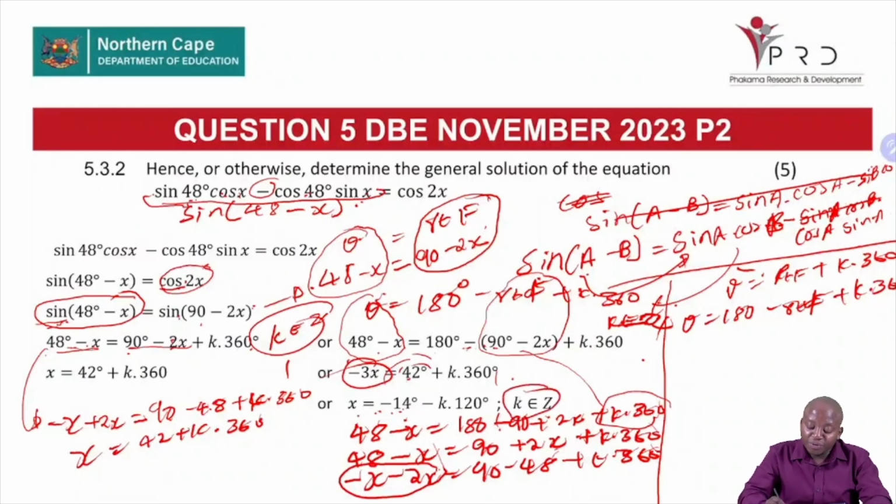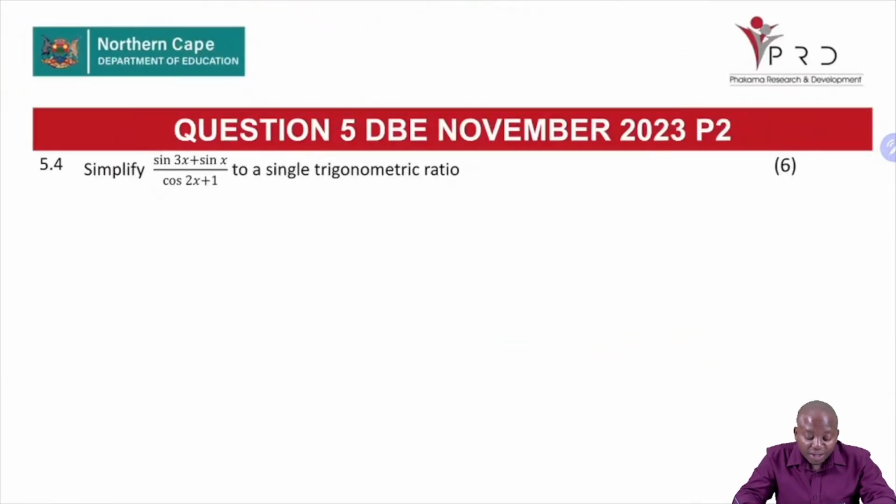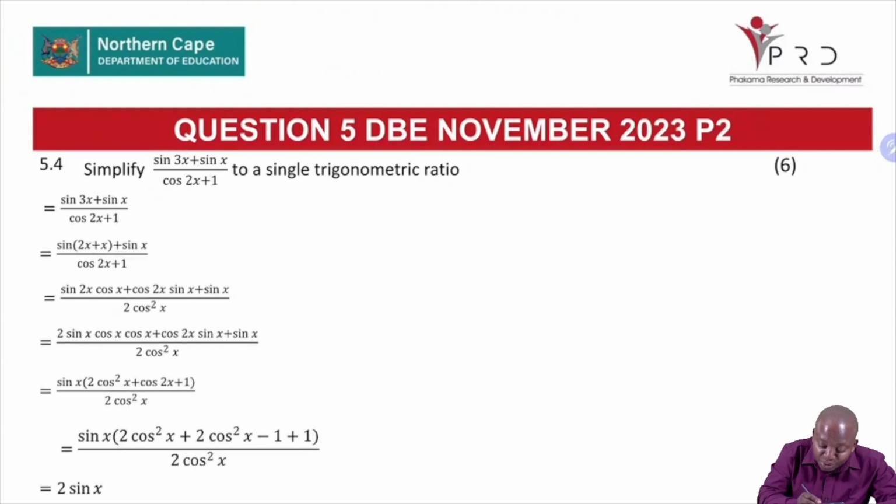So here we're just looking for the general solution, and we just found the general solution as we did right there. Next, they say simplify sine 3x plus sine x over cos 2x plus 1 into a single trigonometric ratio. So what we do now, the first thing is to break this down, because we don't have it, so we break it down. So 3x is 2x plus x. So we solve it like that.